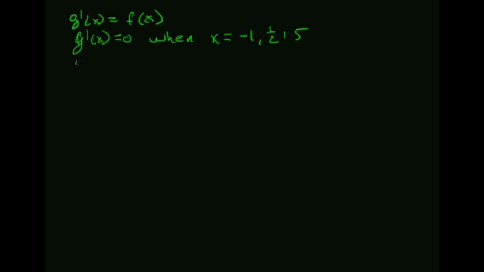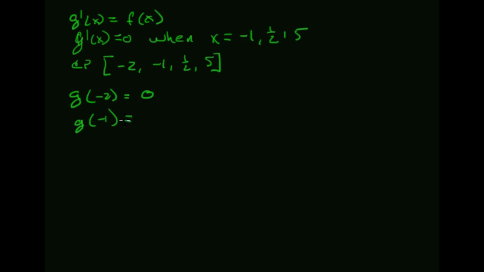Part C says g is the integral function starting at negative 2. Find the absolute minimum of g. Alright, so g prime of x is going to be f of x. So I have to look at where f of x is 0. G prime of x equals 0 when x is negative 1, 1/2, and 5. So my critical points are going to be negative 2, negative 1, 1/2, and 5. G of negative 2 is pretty obvious. That's 0, because that's from negative 2 to negative 2. So that's going to give me 0.